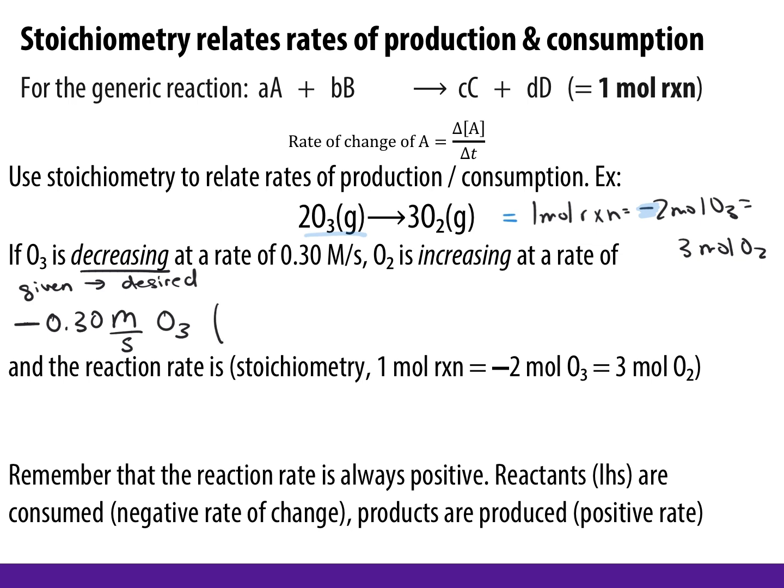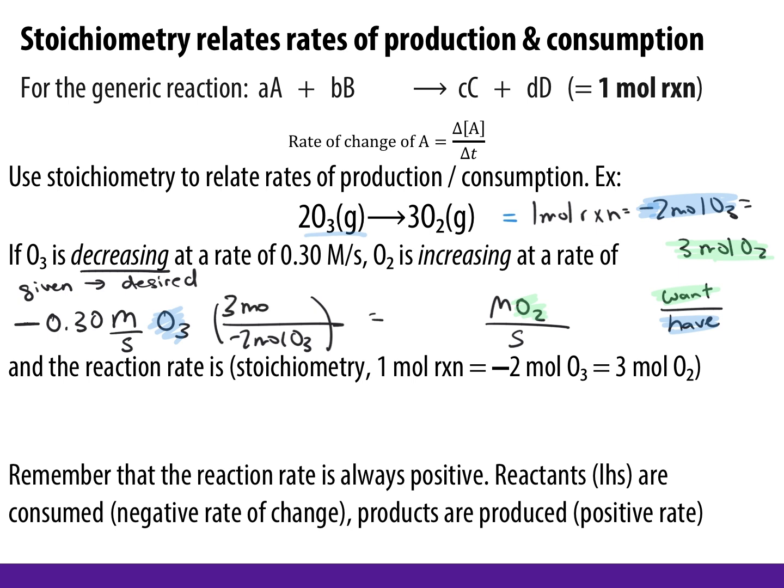So then we're going to use a stoichiometry conversion factor. Since we want to get to O2, we want molar of O2 per second. Remember how we think about those conversion factors: we always want to put the thing we want on the top, the thing we have on the bottom. So we have O3, that's going to need to go on the bottom, so negative 2 moles of O3. We want O2, so that's going to go on the top, 3 moles O2.